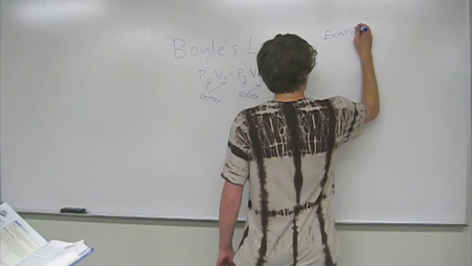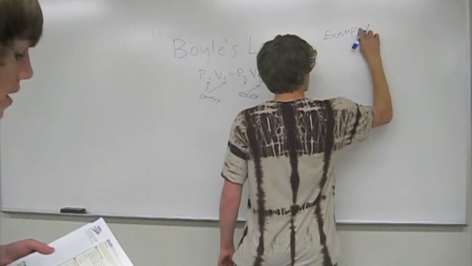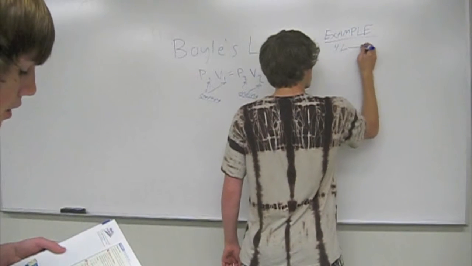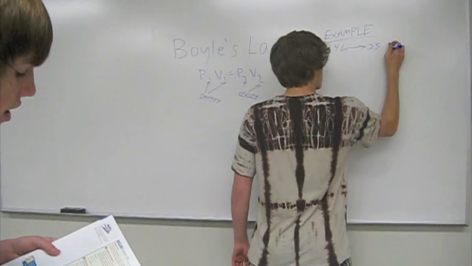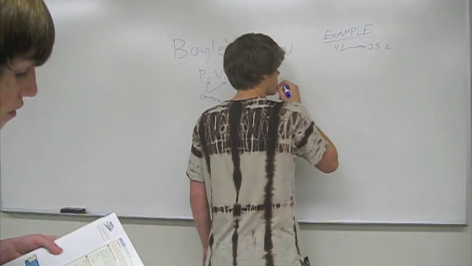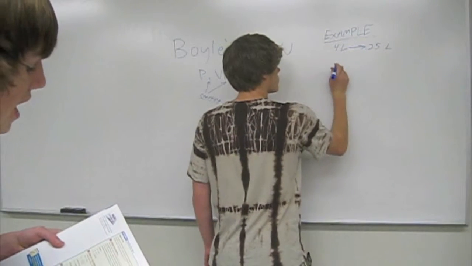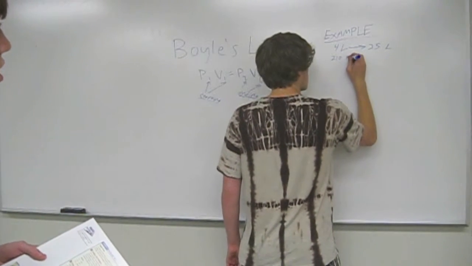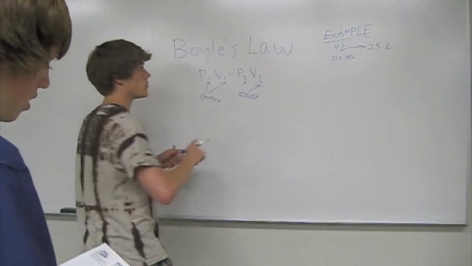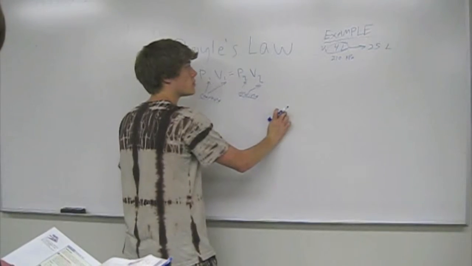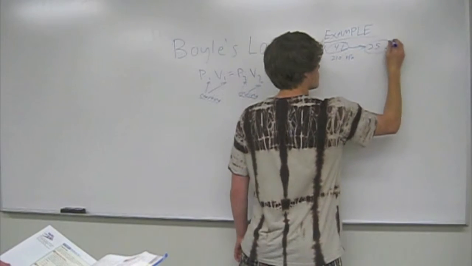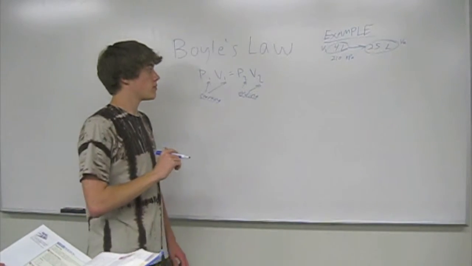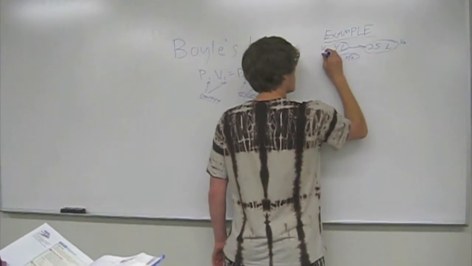A sample of helium gas in a balloon is compressed from 4 liters to 2.5 liters at a constant temperature. If the pressure of the gas in the 4.0 liters volume is 210 kPa, then what will be the pressure at 2.5 liters? V1 is 4 liters. V2 is 2.5 liters. So we also know that P1 is 210 kPa.